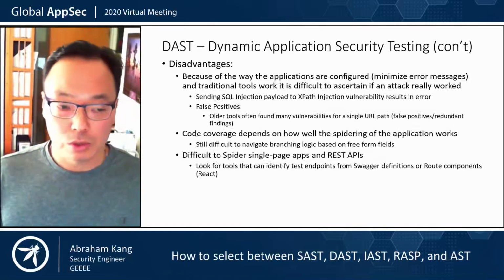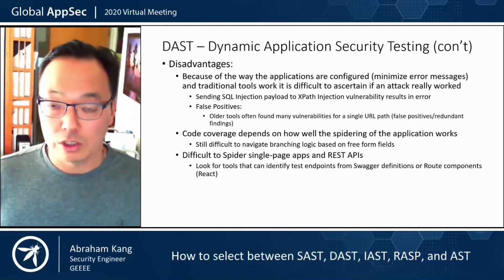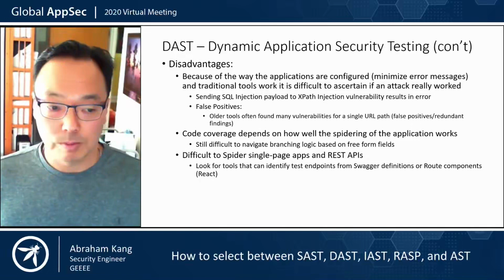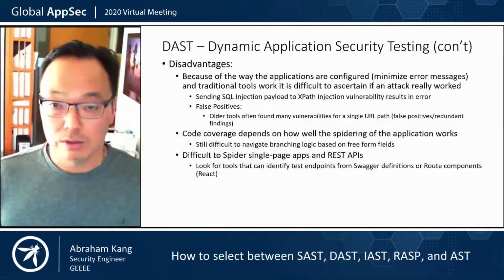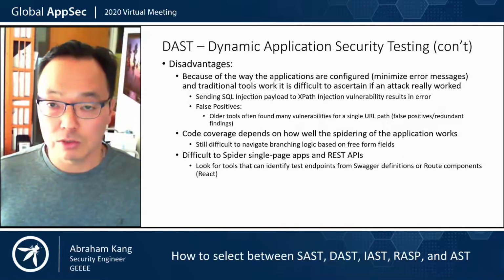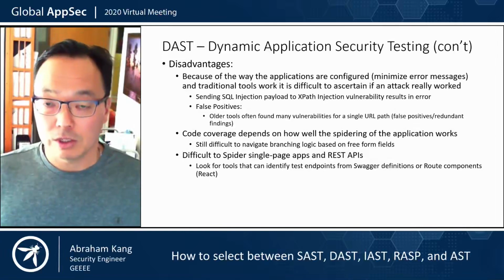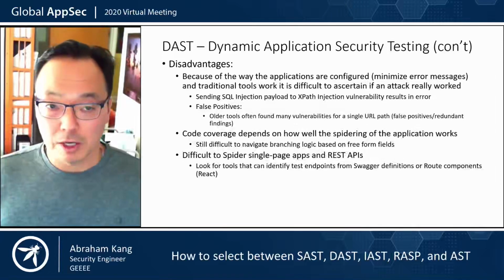When you're looking at these tools, your code coverage is going to depend on how well the spidering logic of the DAST tool works. Sometimes it's very difficult in modern applications to know how to navigate and where to go to find different pages that can be exercisable. Now, today, there are DAST tools that utilize Swagger documentation APIs that will basically give it what URLs to attack, or look at the framework artifact components that give it URLs to attack. And so it's getting better.